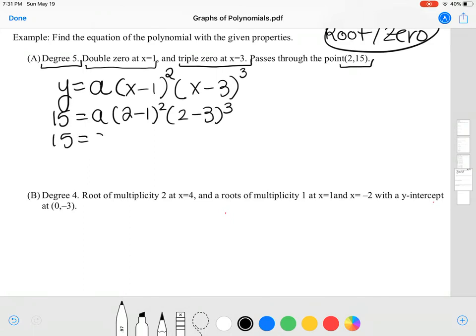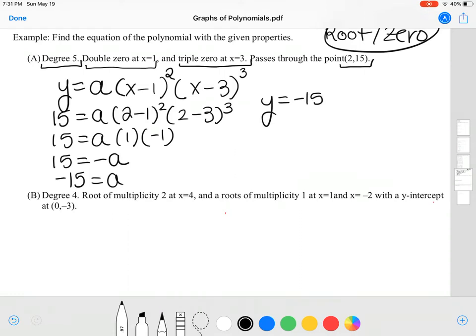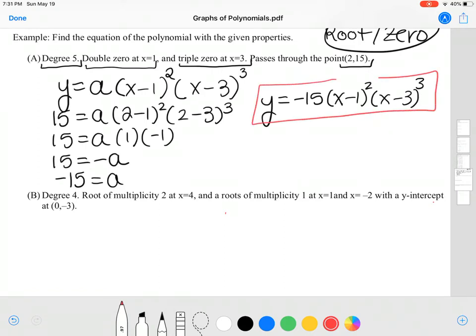When I do that, I get 2 minus 1, which is 1, and 1 squared is 1. And 2 minus 3 is a negative 1, and when I take negative 1 and raise it to the third power, that gives me a negative 1. So this gives me a times 1 times negative 1 is a negative a, or negative 1a, which means a has to be negative 15. So my final answer when I put all of this together is y is equal to negative 15. There's my leading coefficient, and then I write in all my factors. So this is the completed equation for the polynomial with the given properties.